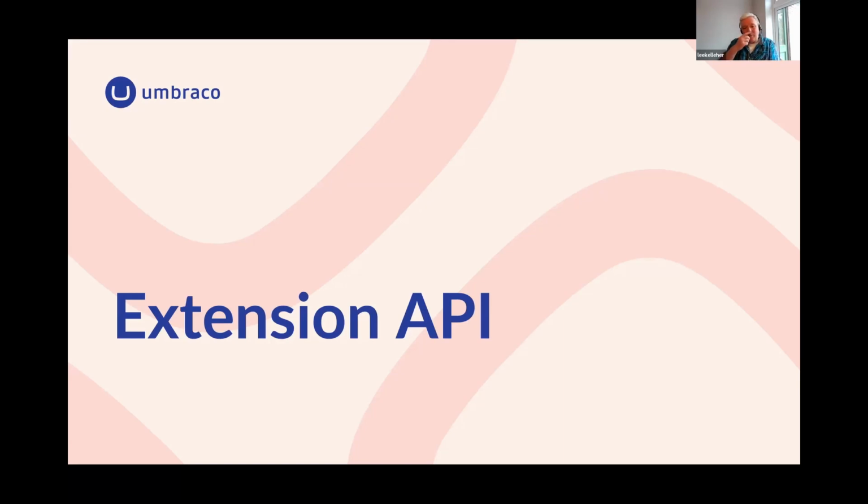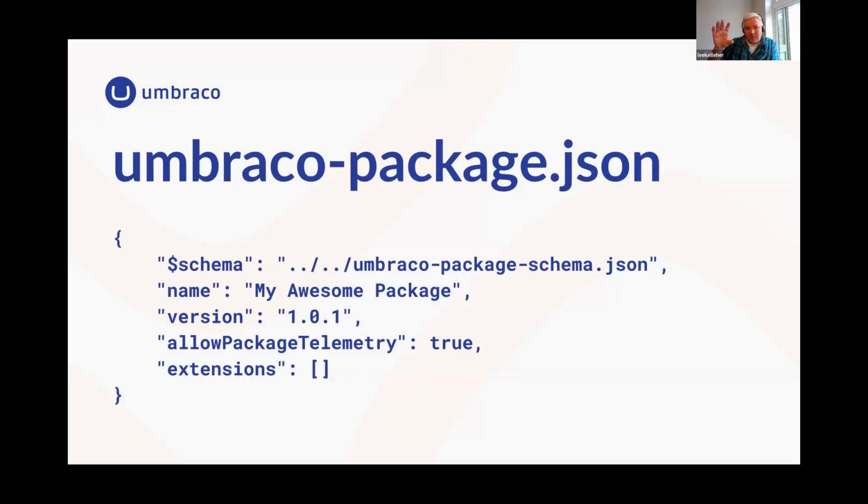Okay, so what we've got in the new back office is the extensions API, and this is going to be the entry point for all of our packages for the client side. The crux, well, what we have in the back office now is a file called package manifest, but this is now going to be called umbraco-package.json, and this is to define your package, which can be a series of extensions to extend all sorts of Umbraco. But this is the crux of it.